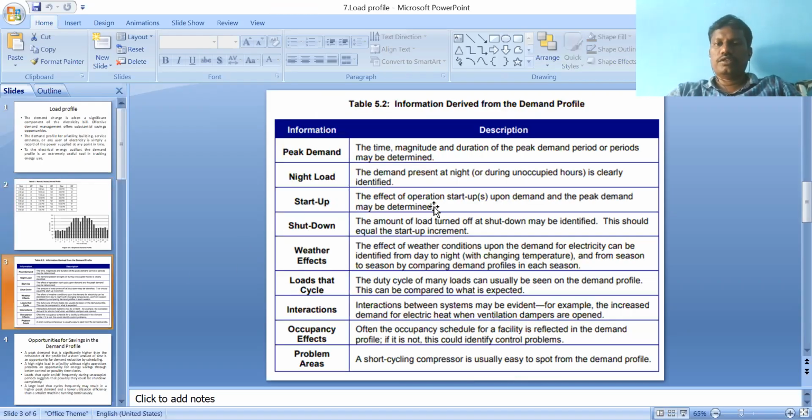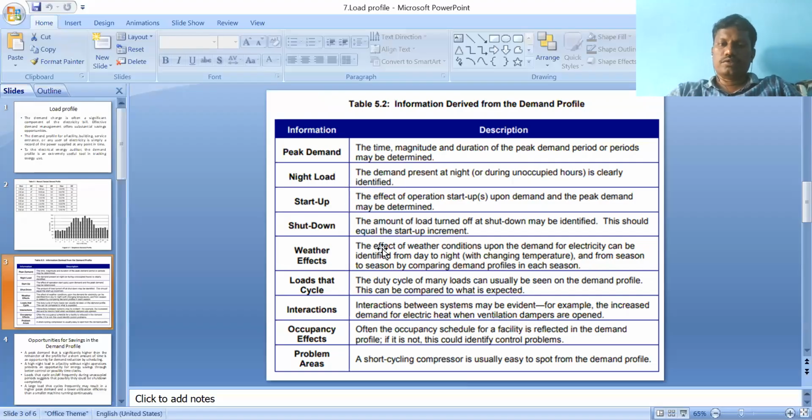From this demand profile, we get peak demand, night load, startups, shutdowns, weather effects, load cycles, interactions, occupancy effects, and problem areas. So what is peak demand? The time, magnitude and duration of the peak demand may be determined. Night load: the demand present at night. Startup: the effect of operation startups. Shutdown: the amount of load turned off.